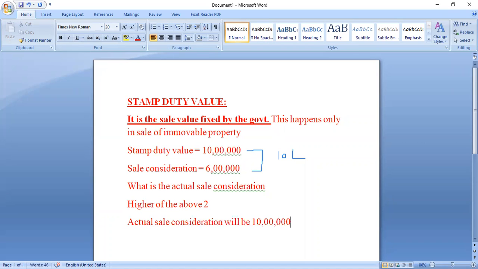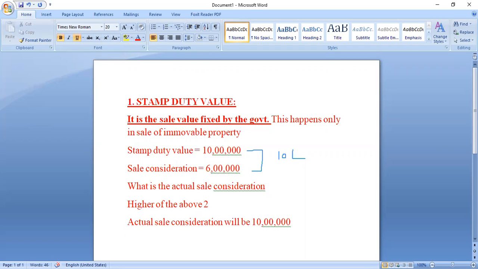Good, so don't forget it. If they give you the stamp duty value, the sale value fixed by the government, and they also give the sale consideration, whichever is higher is the actual sale consideration, the actual sales value. This is the first very important point.